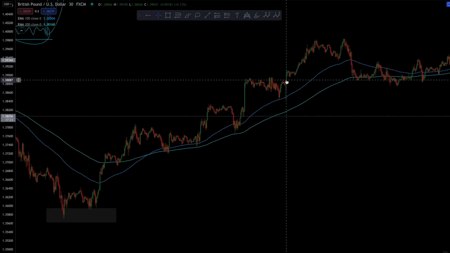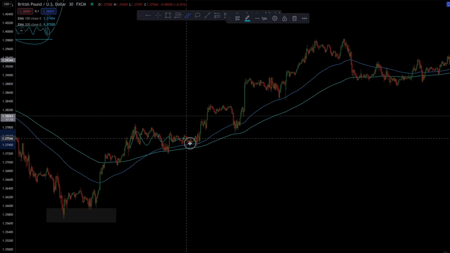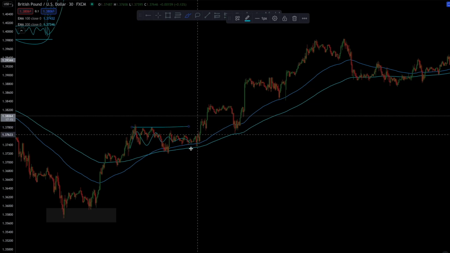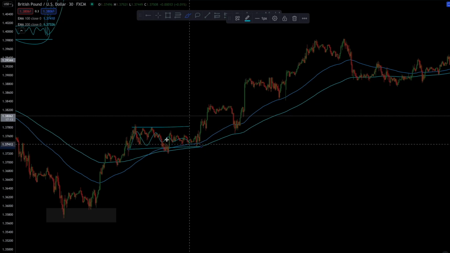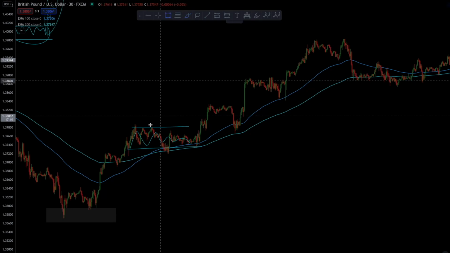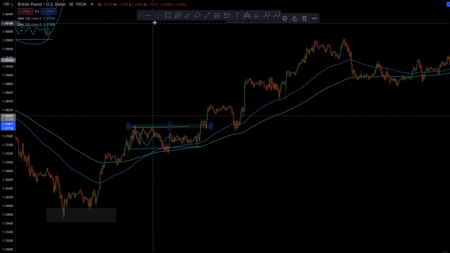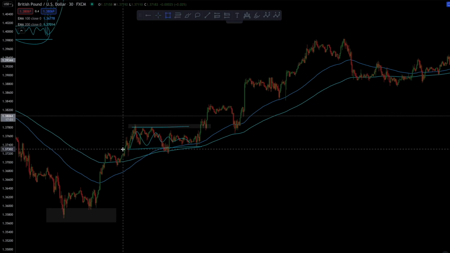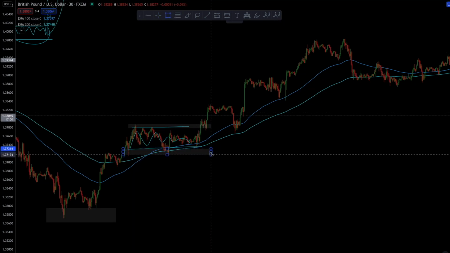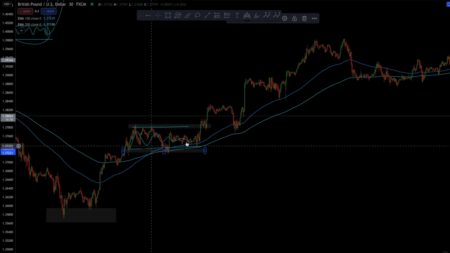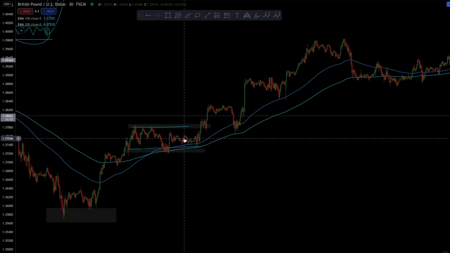Now order blocks, as I told you, are formed when the price moves sideways like this. So let us say this is our order block, and after spotting it, what you have to do is draw two zones like this over here. Take a rectangle tool and draw one zone like this, an upper layer and a lower layer. So this area over here will be your order block.